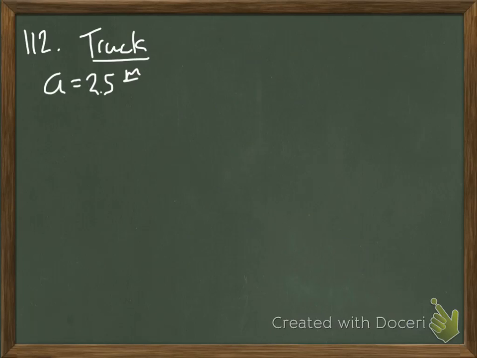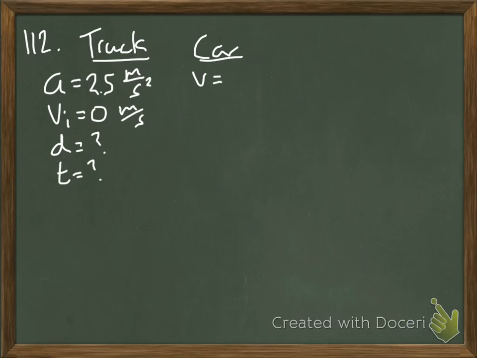How about 112? We have a truck that's accelerating starting from rest, so let's plug in our information for the truck. We also have a car. The car is moving at constant velocity. So, what are we going to do here? We want to figure out when they meet each other. When they meet each other is when they have the same value of d, the exact same distance. Also the same value of t.